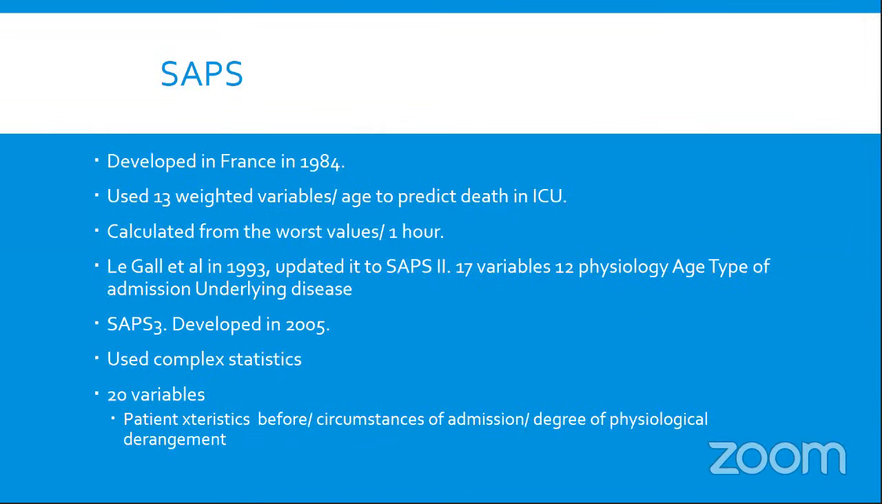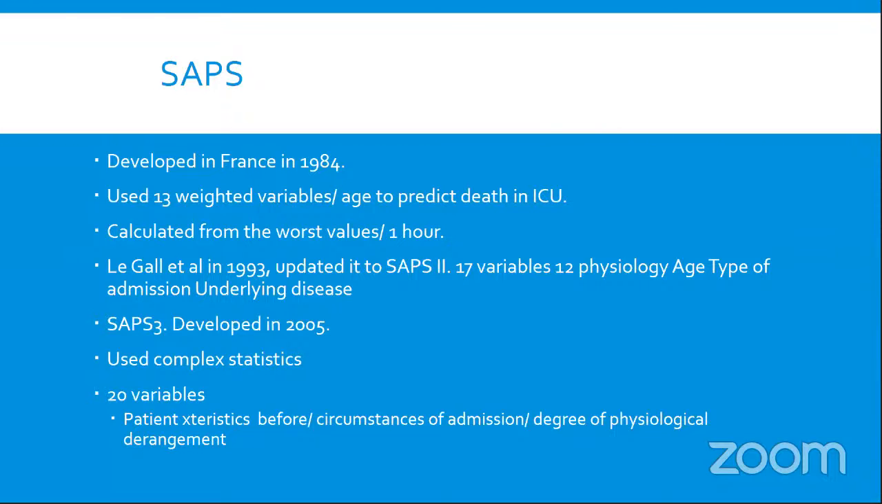Then there is the Simplified Acute Physiology Score, developed in France in 1984. Like I said, these charts are easily available online, so you can look at them. It used 18 weighted variables with age to predict deaths in the ICU. And like APACHE, we use the worst values: the first time the patient presents to the ICU, look at all the physiological variables and pick the worst values to calculate.